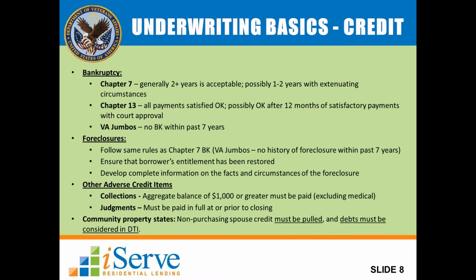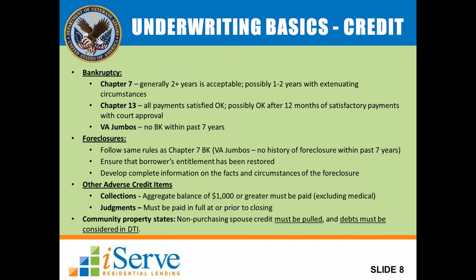As far as other adverse credit items are concerned, collection accounts, I'm going to use that bad word generally again, because there's a lot of underwriter discretion that comes into looking at the overall credit profile and determining whether collections should be paid. So I will just say generally, per VA guidelines, if there's an aggregate balance of $1,000 or less, usually that can remain open. If it's medical, those can generally remain open as well.